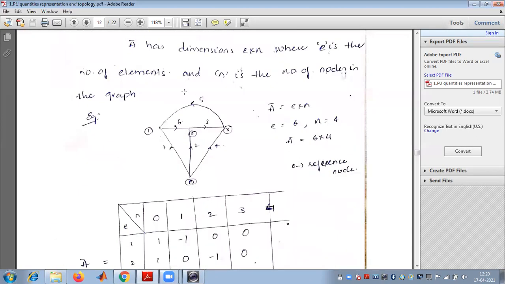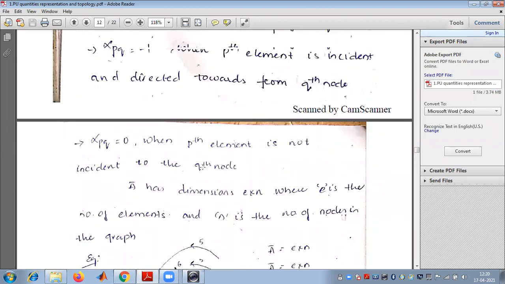So the graph looks like this. This is the example for showing a graph. In this particular graph, you will have the 0th node, first node, second node, third node. So how many nodes are there? The number of nodes is equal to 4. How many line segments or elements are there? 1, 2, 3, 4, 5, 6. So total 6 elements. So 6 line segments have been interconnected in order to form a graph. So this is the best example.